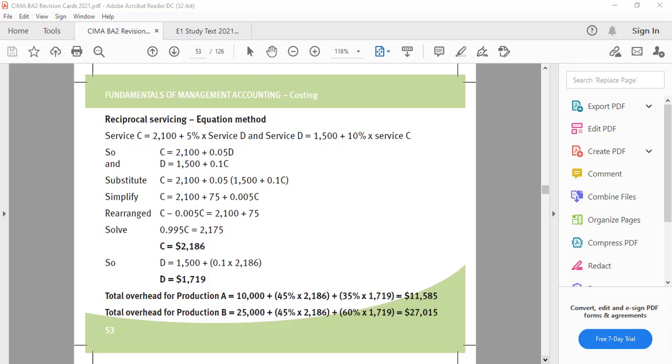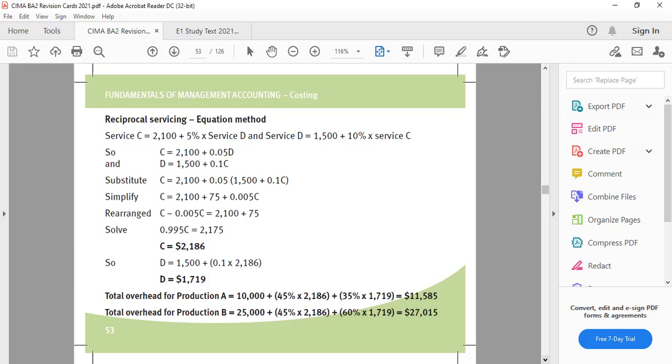C is equal to, C has incurred 2100 plus it will receive a portion from D. Now here what we write is very confusing, but we have to be very careful. What are the uses of service department? Service department C will give 10% to D, but will receive 5% from D. Do you see that point? Don't ever make a mistake of writing it the other way.